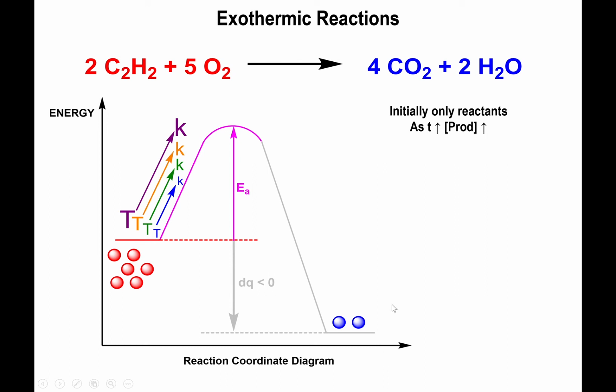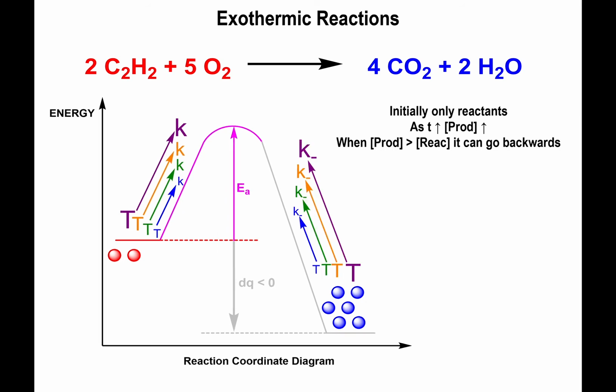Now, as time goes by, you start producing more and more products at the expense of reactants. So at one point, you're going to have a decent amount of products and a fair amount of reactants. And here the probability now becomes that the products could actually start reacting back.